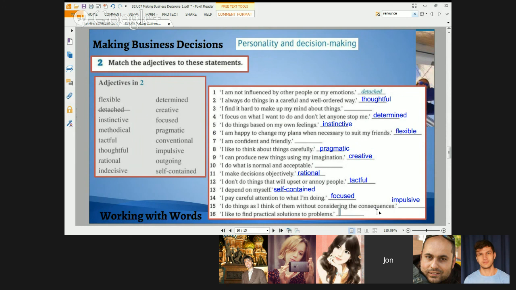Pragmatic. So we have to take number 8 and slide it down. Yes. Okay. That means we have to rethink some of these, particularly 3, 7, 8, and 10. If we rethink those, we might actually have to change some of our answers, but I can tell you some of them are very obvious, like "depend on myself" must be self-contained, because you got the word self in there. It's a big clue. And I think impulsive is a similar word in all the languages that we know, so it's probably pretty obvious.